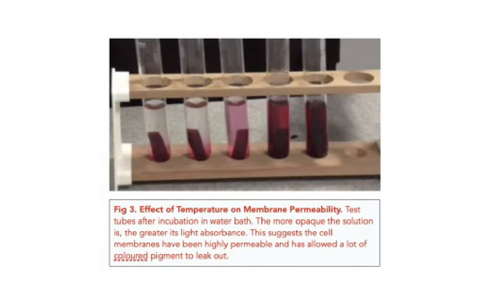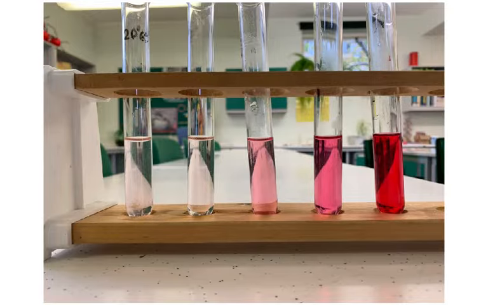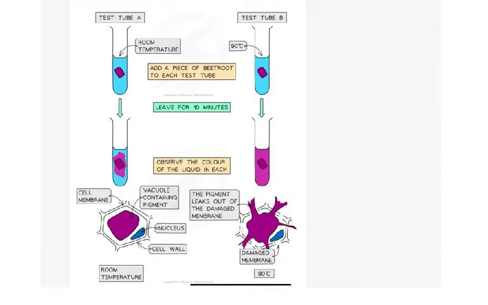Now this is the sort of color that you would get in test tubes after incubation in a water bath. The more opaque the solution, the greater its light absorbance. This suggests the cell membranes have been highly permeable and have allowed a lot of the colored pigment to leak out. Another diagram showing you this is how this was at 20 degrees Celsius, so this is probably some other temperature, and how the color is different at different temperatures, because as the proteins present in the phospholipid bilayer get denatured, more of the pigment will leak out. As you can see here, another very nice diagram is that you have left the beetroot at a temperature of 90 degrees Celsius, and you've left it for 10 minutes, and you observe the color.